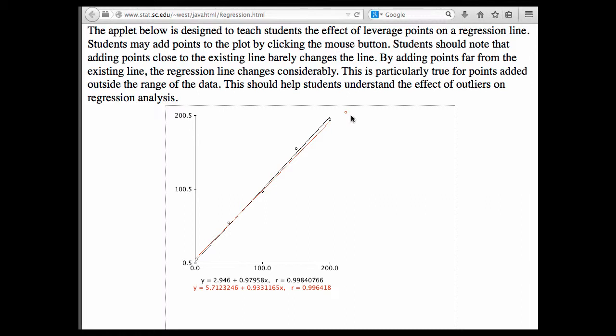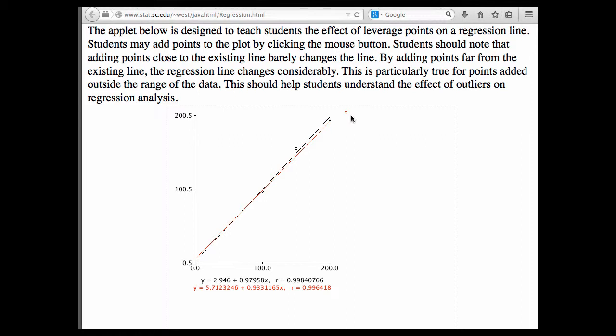Take a look at both the regression equation and the correlation coefficient. Notice how the correlation coefficient didn't change that much. Neither did the slope of the regression equation. That's what an outlier does. It's going to lie far away from everything else, but typically an outlier will still fall into line with the other existing points. It's not going to change your correlation coefficient or the slope of the regression line very much at all.